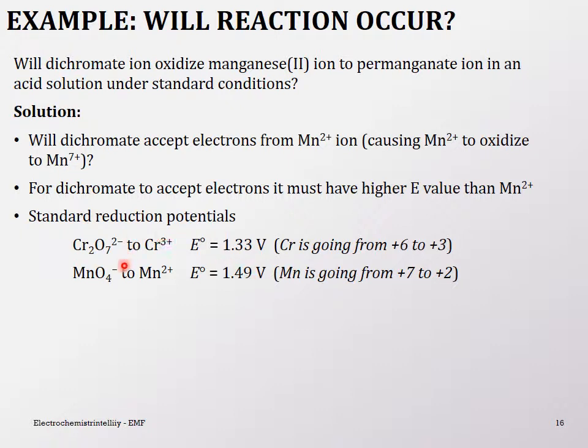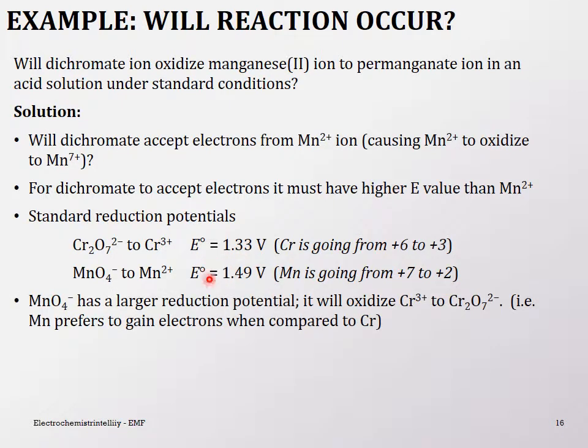Now, this is one of those cases where you have to use the electrode potential charts. There is no other way to work this out unless you see the numbers. So permanganate ion has a larger reduction potential, so it will prefer to oxidize chromate, not the other way around. Which means that the dichromate is not going to oxidize manganese.